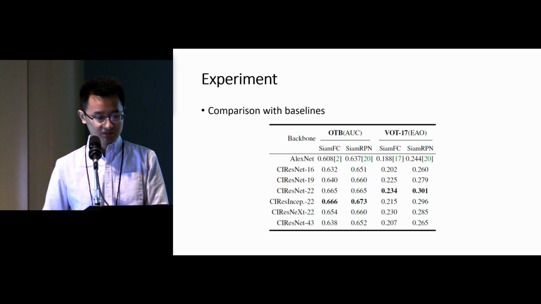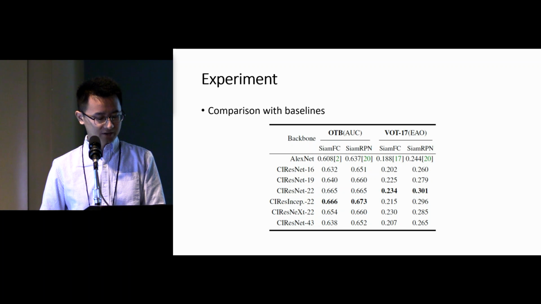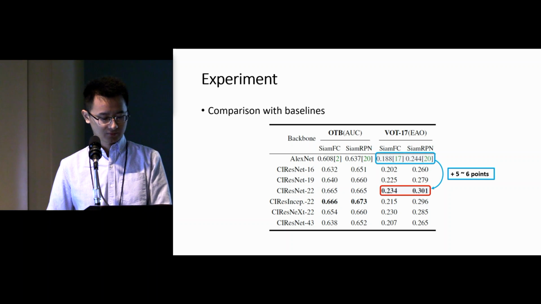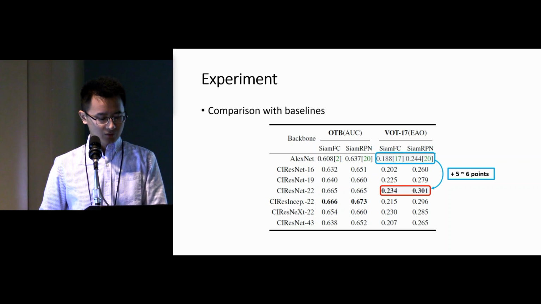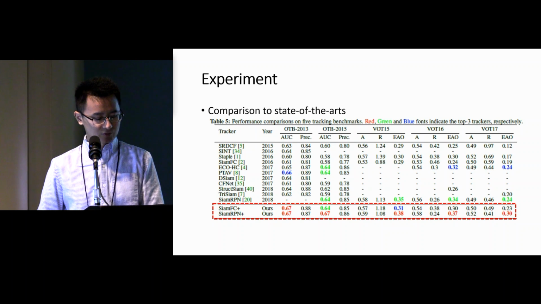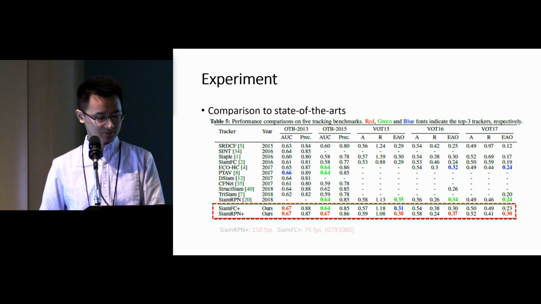We can see that on OTB datasets, the wide ResInception structure gets 4 to 6 points improvements, while on OTB datasets, the deep ResNet achieves 5 to 6 points gains. Moreover, compared with other state-of-the-art methods, our Siamese tracker with the newly designed backbone achieves competitive performance. Our backbone networks are lightweight and guarantee real-time speed in tracking.